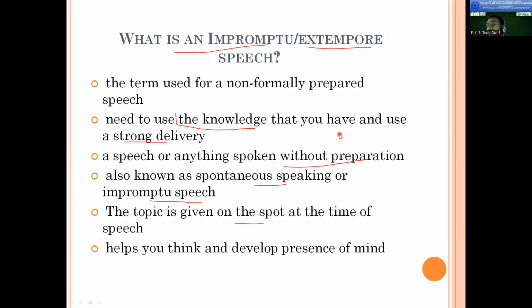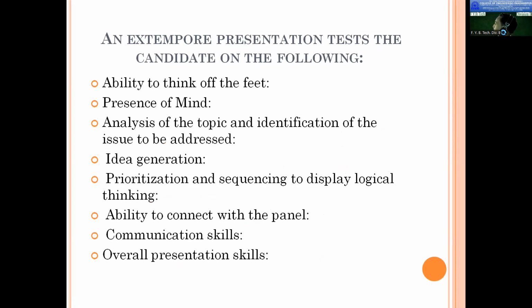Okay, fine. Everyone pay attention now. Online students, everyone be attentive. So your thinking and your presence of mind matters here, how you are going to present that data. So here, you people can just think of these points, which will help you be ready for such an extempore speech. Ability to think off the feet.